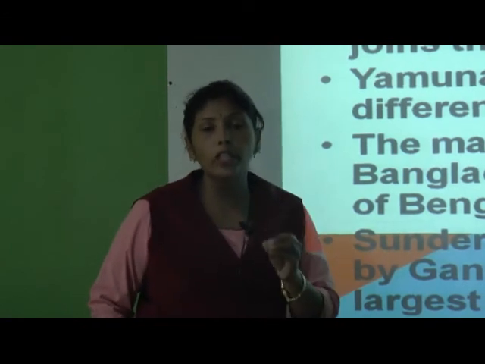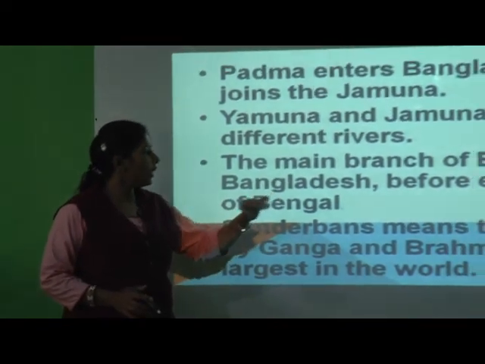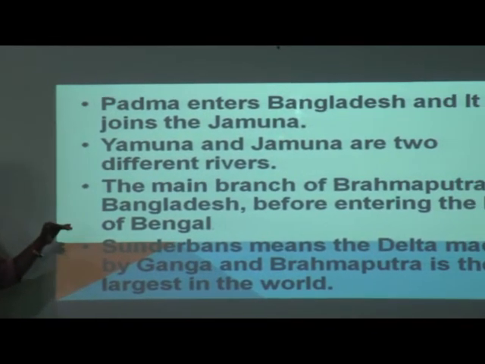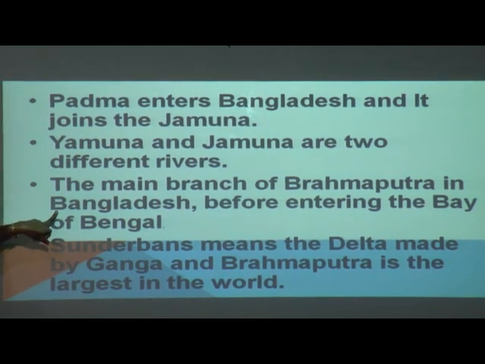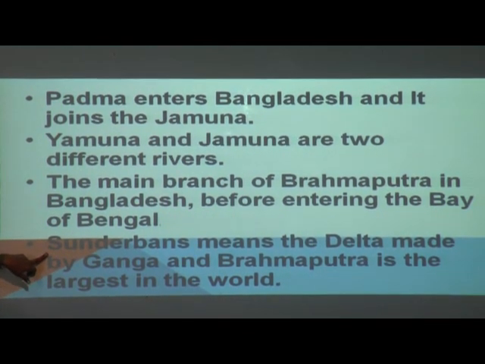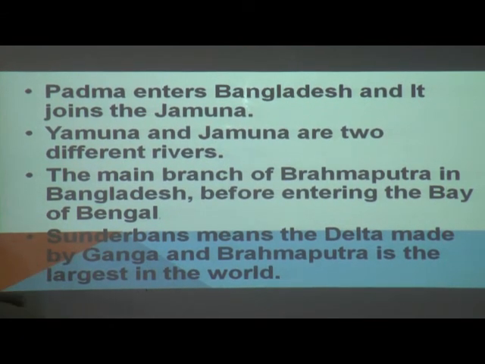Then come to the point of Brahmaputra in Bangladesh before entering the Bay of Bengal. It also comes, but what happens here now? The main branch is in Bangladesh. Now Sundarban also. Now I will tell you about the Sundarban. What is Sundarban here? Sundarban means the delta made by the Ganga.